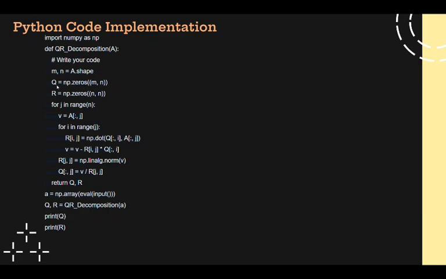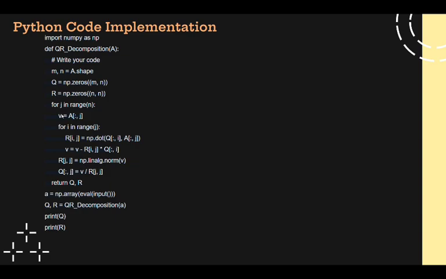Next, we initialize Q as a zero matrix with the same dimensions as A. This matrix will eventually hold the orthonormal vectors. Similarly, we initialize R as a zero matrix, but it's a square n by n matrix. This will hold the upper triangular matrix. Now we loop through each of the columns of A. The variable j represents the current column we are working on.